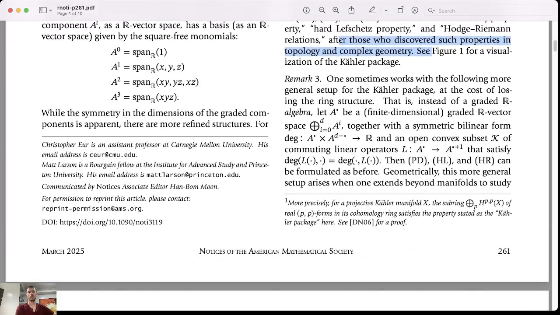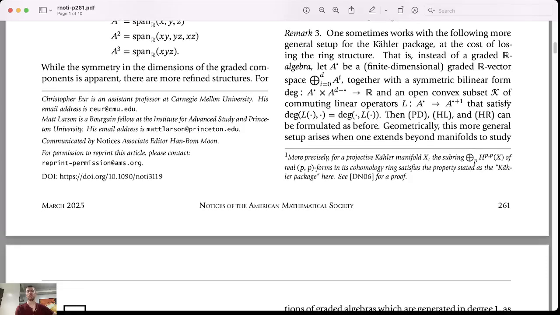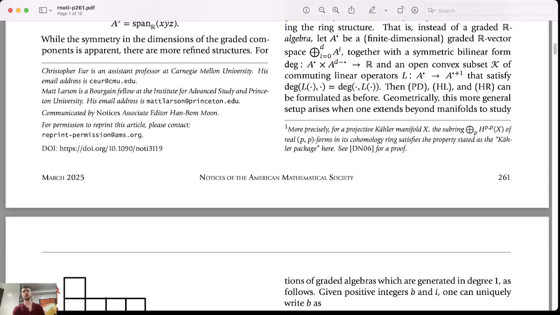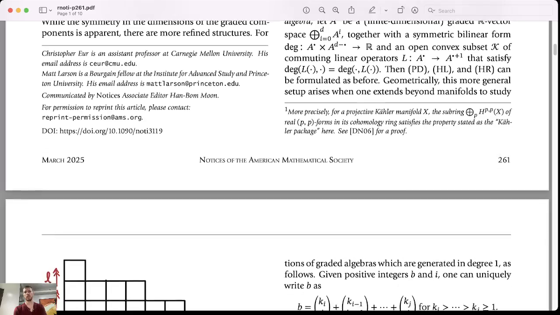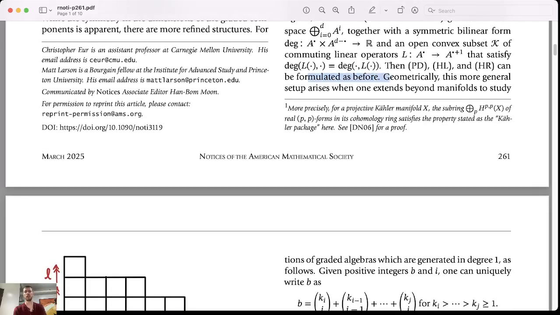Remark. One sometimes works with the following more general setup for the Kähler package at the cost of losing the ring structure. That is, instead of a graded real algebra, let A^• be a finite dimensional graded real vector space, direct sum i = 0 to d of A^i, together with a symmetric bilinear form of degree d from A^• × A^{d-•} to the reals, and an open convex subset 𝒦 of commuting linear operators L: A^• → A^{•+1} that satisfy degree of L·⟨,⟩ equals degree of ⟨,⟩·L. Then properties PD, HL, and HR can be formulated as before.